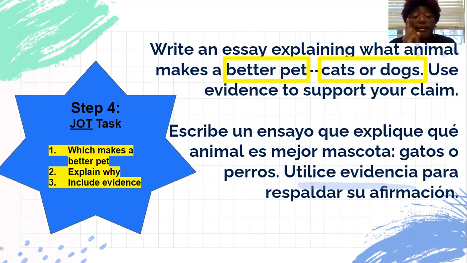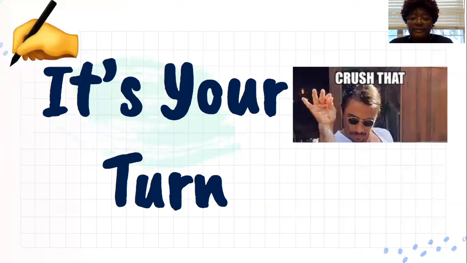I need to, 1, make sure that I state which makes a better pet. That's the first thing I need to do. Then I need to explain why that's a better pet. And then also I need to make sure that I include evidence. Those are the 3 things that I need to make sure I include for my essay. That's my criteria for success, or CFS: I need to include these 3 things in order to get full credit on my essay.